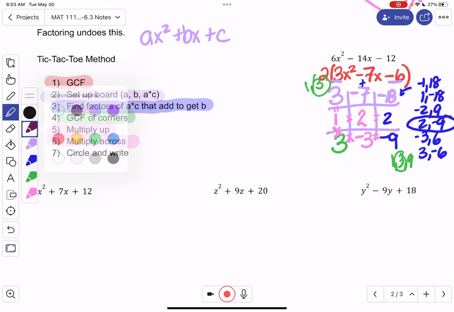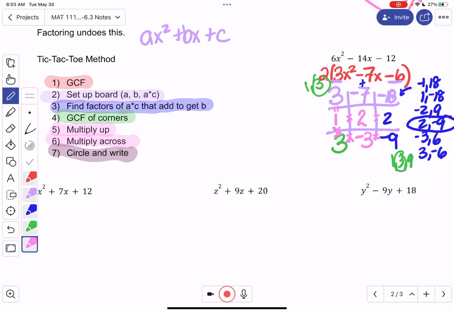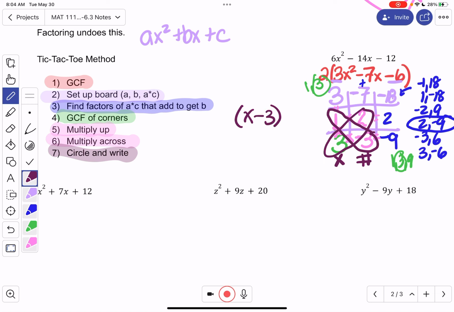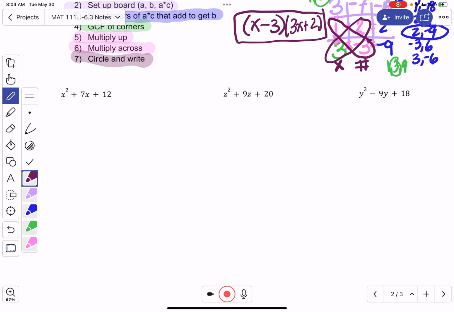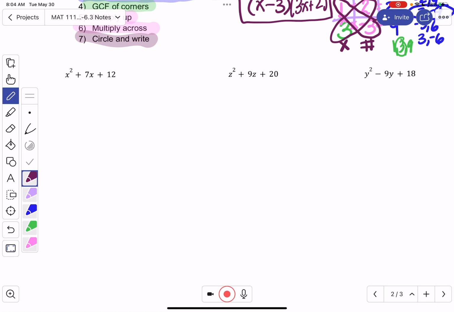Last step is to circle and write. So when we circle these, the column on the left is always the x. The column on the right is the number. So that one would be x minus 3, since the 3 is negative. This one would be 3x plus 2. Now I have my two binomials. So I'm going to do some. At any point that you feel like you want to try them, go ahead and pause the video, try a couple and check them out. If you get confused with the negative signs, watch me do that one and see how it goes.